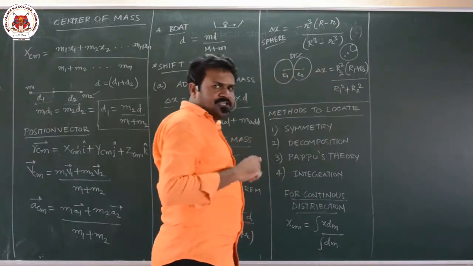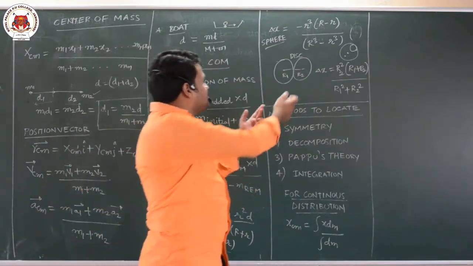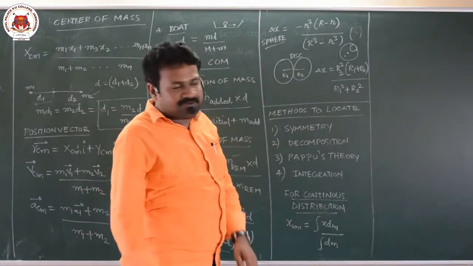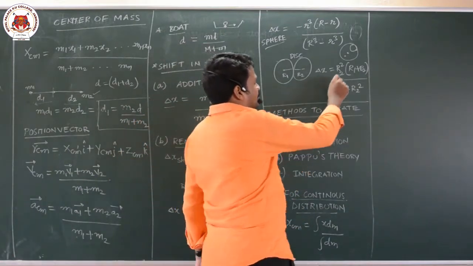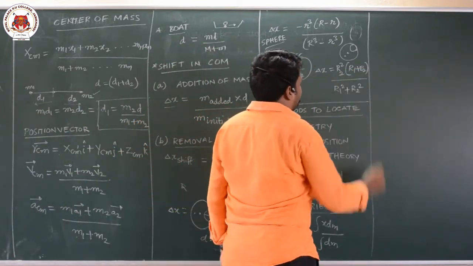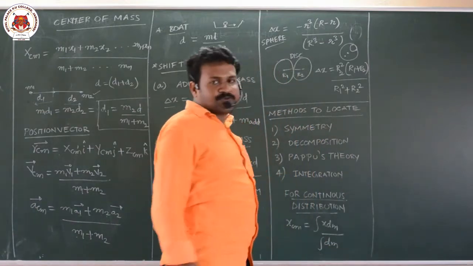Initially there was only one disc. For that disc I attached one more disc. That means I added the mass here. When I added the mass, the shift in the center of mass we are going to get is r2 square into r1 plus r2 by r2 square plus r1 square.